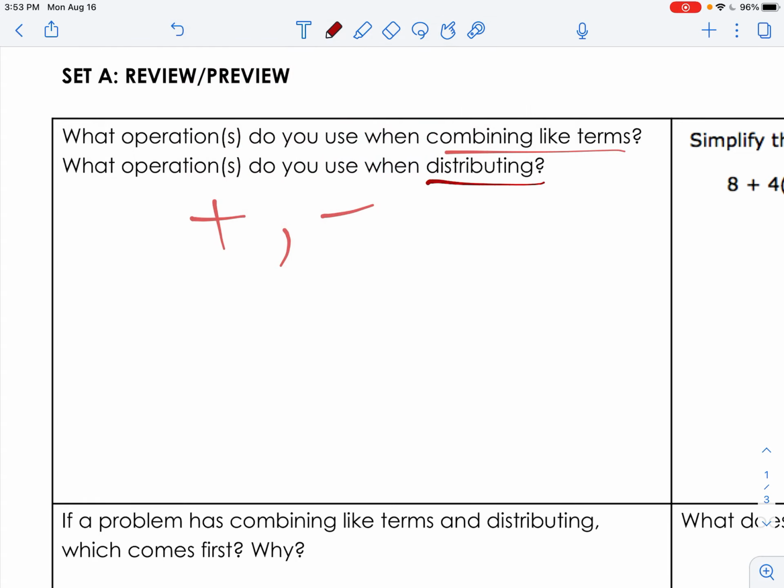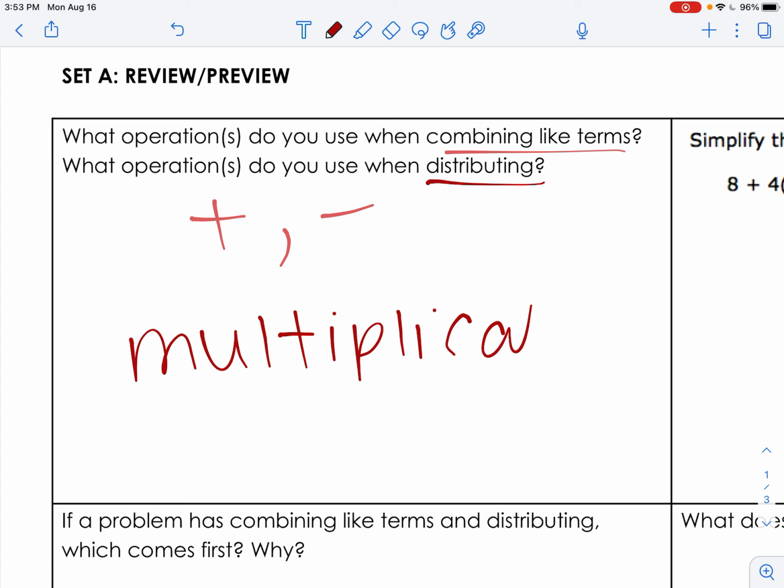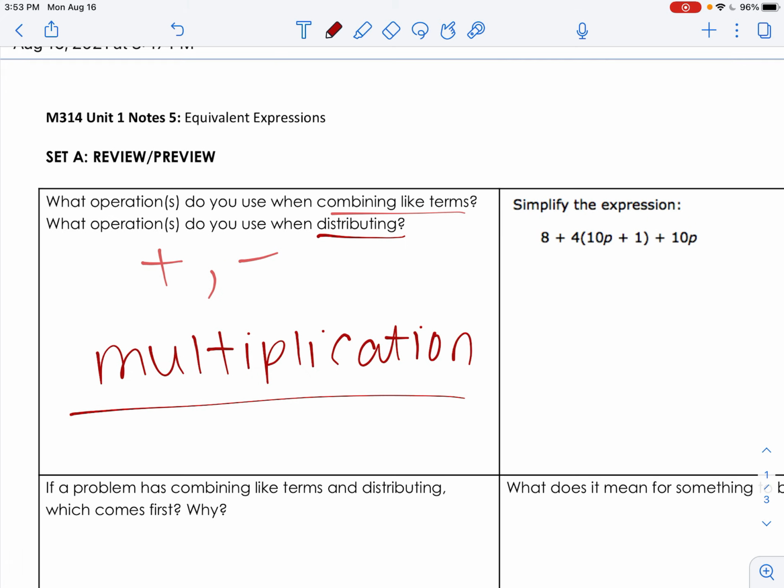How about distributing? Well, we learned how to distribute yesterday in class, right? That's when we have parentheses and there's some number outside, and we have to distribute that on the inside. Well, remember what happens here. This is a multiplication sign. So the operation we use is we distribute by multiplication. Okay, so just kind of reviewing, remembering what operations we use.